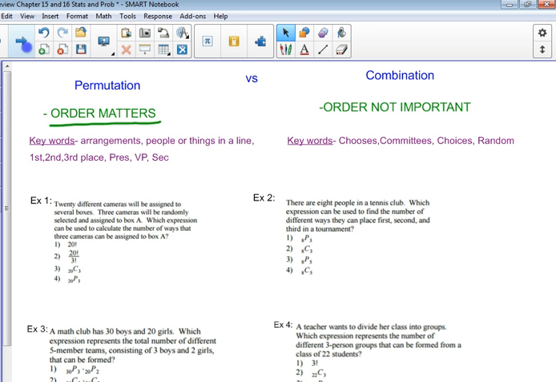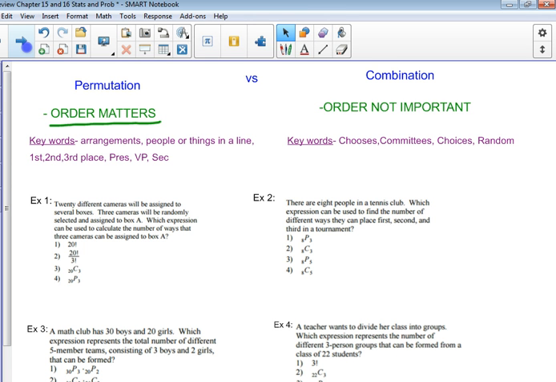When you're dealing with a combination, order is not important. So you're going to see words like chooses, choices, maybe committees or groups. And when things are random, the order also does not matter. Like if I was going to make a group out of Caleb, Paige, and Anthony, does it matter if I choose Caleb first, Paige, then Anthony, or Anthony, Paige, and Caleb? No. If you're just choosing people and no one's gaining anything, it's going to be a combination.